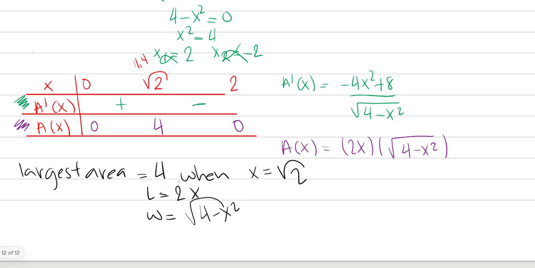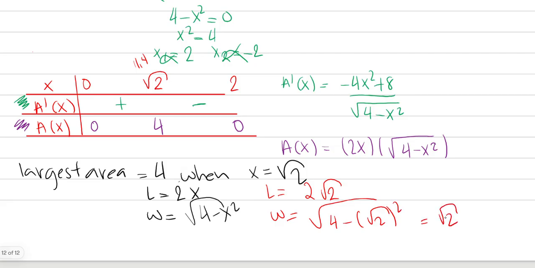Then I'm going to substitute this radical 2 into my values of length and width. So L is going to be 2 radical 2, and my width is going to be radical 4 minus radical 2 squared, which is going to give me radical 2. And this is going to be my final answer.